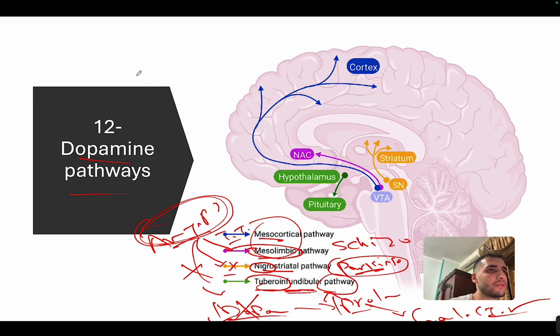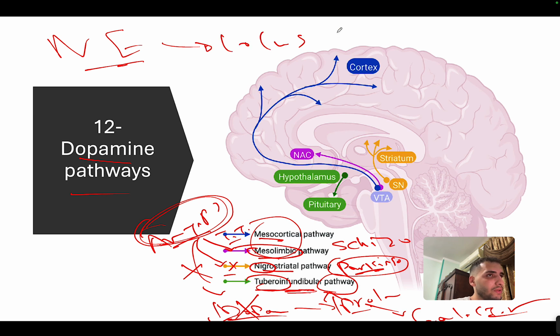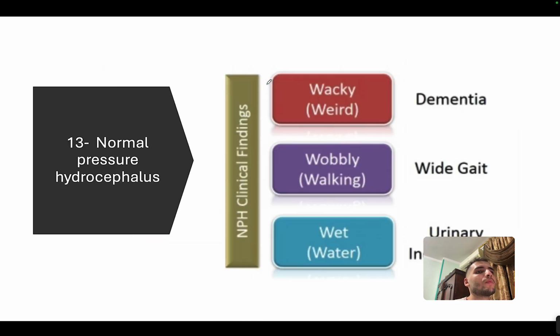Somehow they are important. Another thing is that sometimes they will ask you where norepinephrine is secreted, locus coeruleus, in the pons. And sometimes they will also ask where serotonin is secreted. So just try to Google where each neurotransmitter is secreted, if you have time.